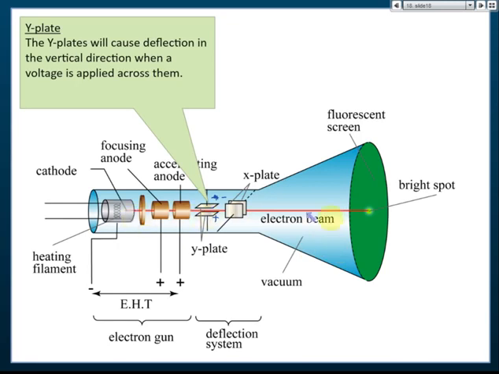When the electron reaches the fluorescent screen, it collides with the screen, and after it collides, the kinetic energy changes to light energy. The light energy is absorbed by the fluorescent substance and then produces the bright spot.